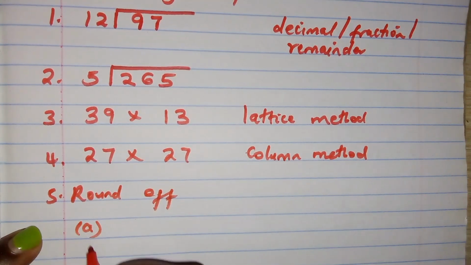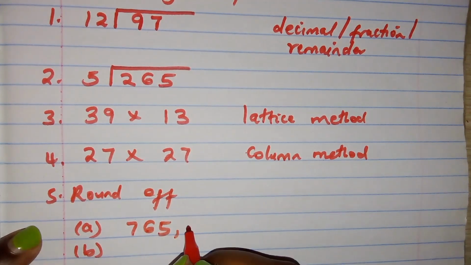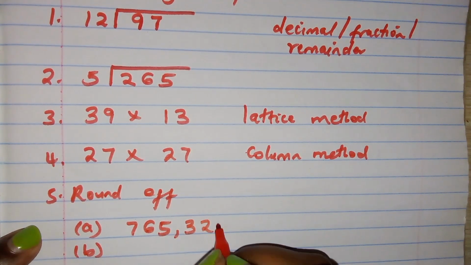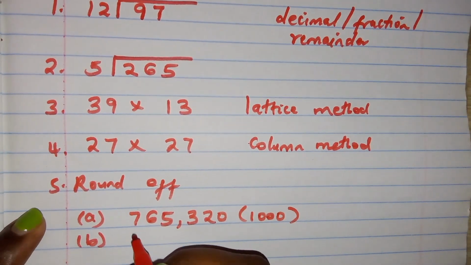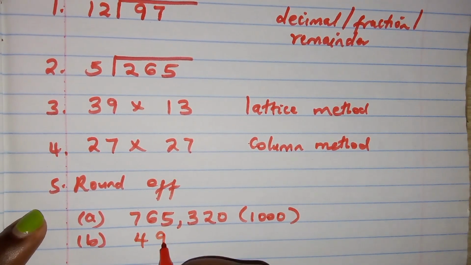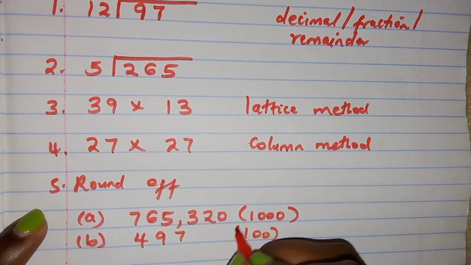So we have A and B. 7,653,20 to the nearest 1,000. Then the last one will be 497 to the nearest 100.